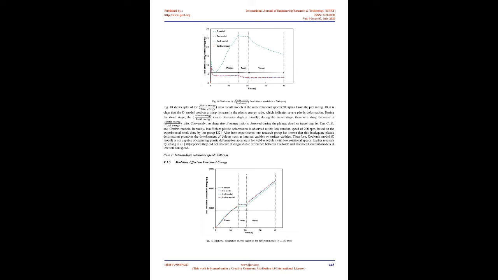V.1.2 Modeling effect on plastic dissipation energy for 200 rpm. Fig 15 shows a comparison of plastic energy obtained from different models at 200 rpm. From the fig, it can be seen that C model shows high amounts of plastic energy during all three stages of FSW, plunge, dwell, and travel stage, in comparison to other models.